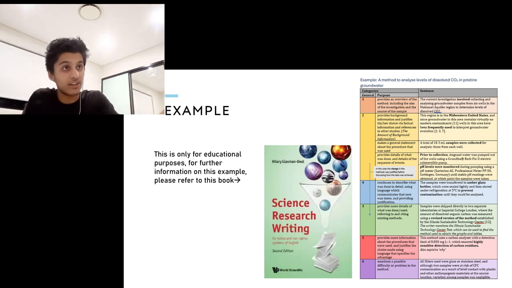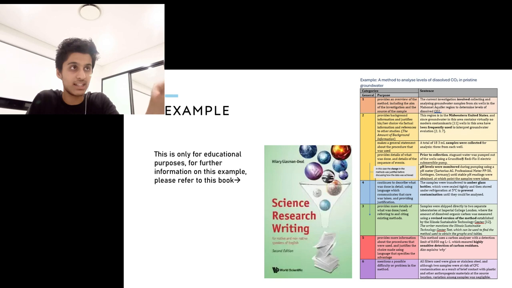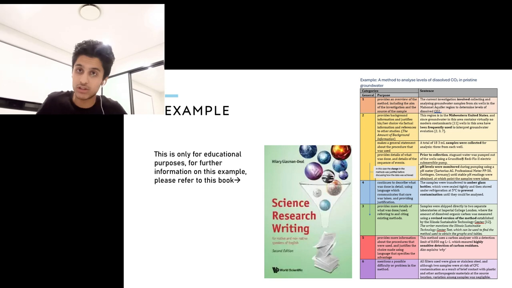Okay, at first they provide an overview of the method, the current investigation. Then they provide background information. This region in the Midwestern United States, and look, as they say, they justify and they cite. Wells in this area, look at 2, and then look at section 2 and the first sentence in that. Wells in this area have been frequently used to interpret groundwater evolution. And so that's good justification.